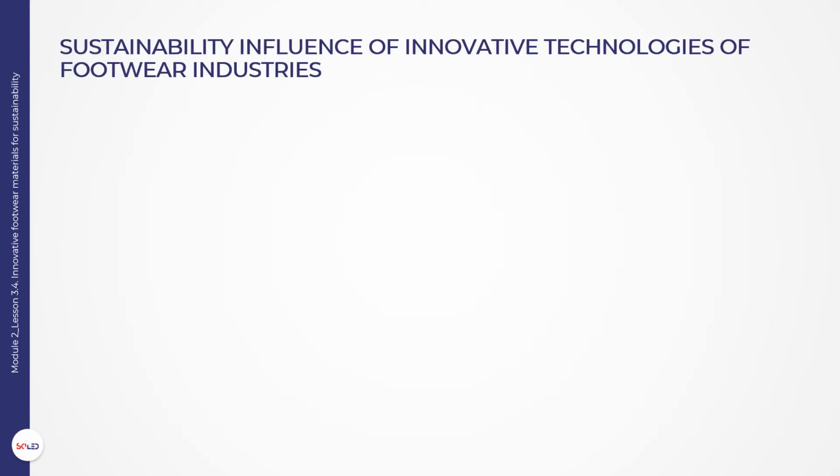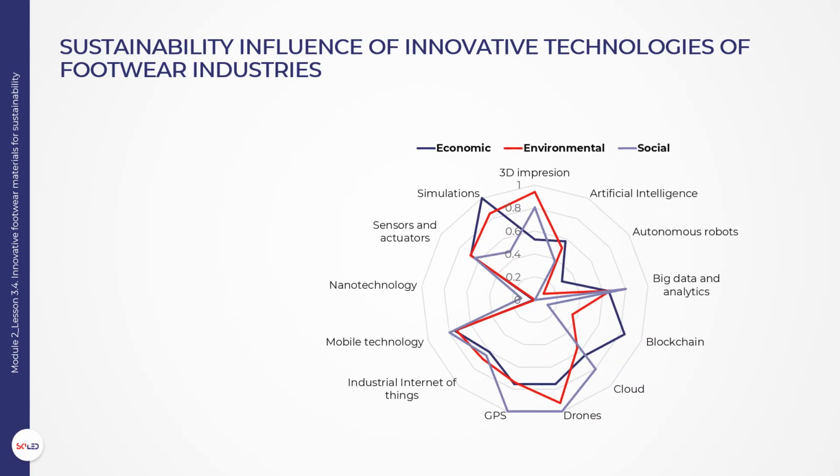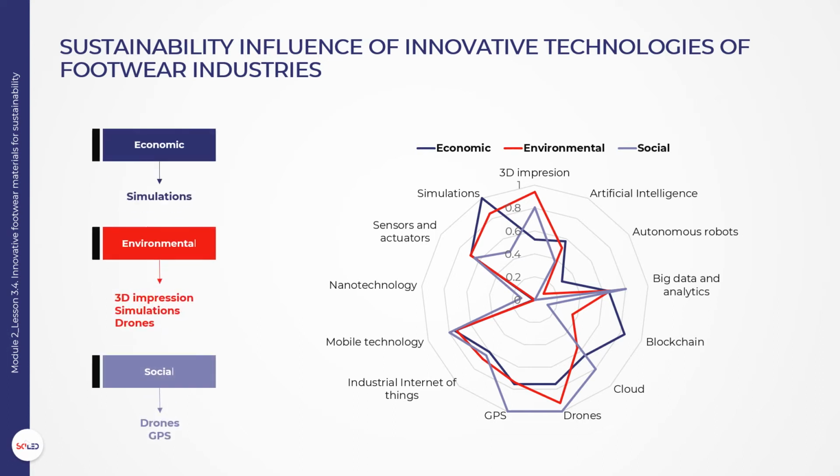Sustainability influence of innovative technologies of footwear industries. The graph shows the influence of new technologies in achieving the Sustainable Development Goals for the footwear industry. In this graph, the higher the value, the greater the influence of that technology. It is observed that the use of simulations is the technology with the greatest influence from the economic point of view, since it allows to shorten the time between the conception of an idea and the actual manufacture of the model derived from it. The blockchain is also important, as is mobile technology.